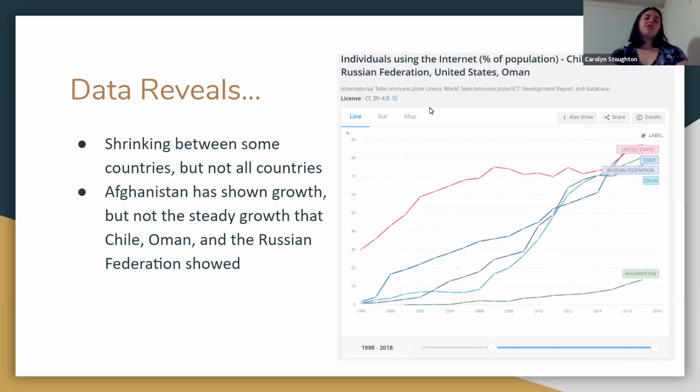Now, this data reveals that the digital divide is shrinking between some countries, but not all of the countries. There's still a large gap between some of the countries, like you can see, United States had 87% of the population using the internet, while Afghanistan had 14%. That's a 73% gap, which is ginormous in my opinion. While Afghanistan did have some growth, it did not have the same steady growth as the other countries.